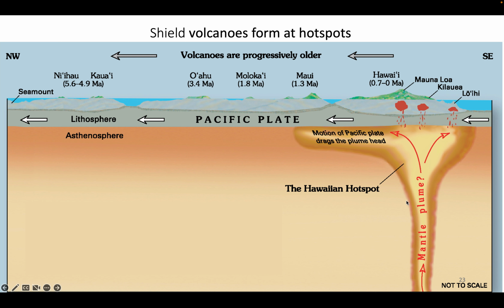So here they rise up, forming a volcano in the overlying crust. The Hawaiian Islands and the chain of seamounts that continue their trend for about 6,000 kilometers into the northwest Pacific Ocean are an example of a hotspot track. The island of Hawaii is the youngest.